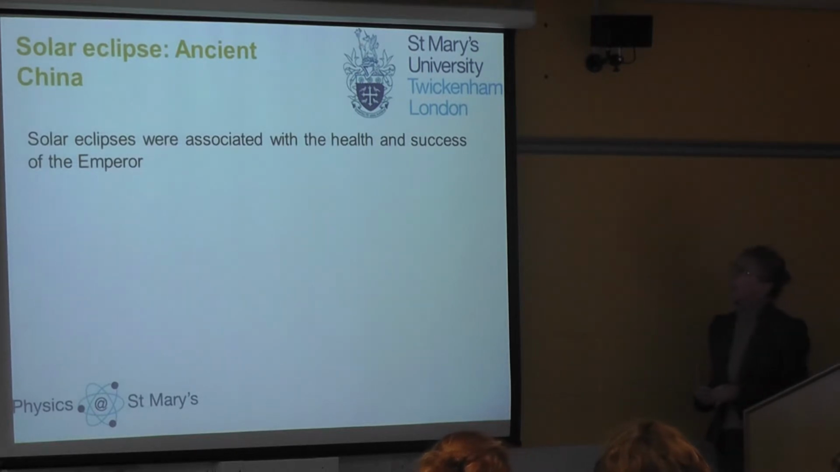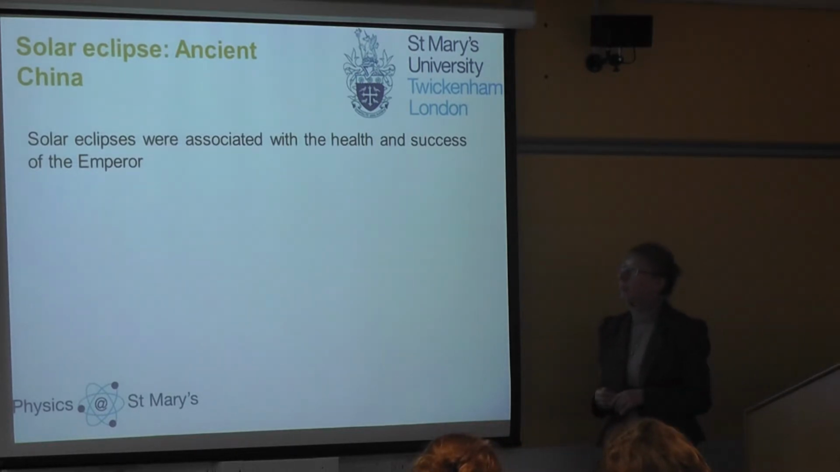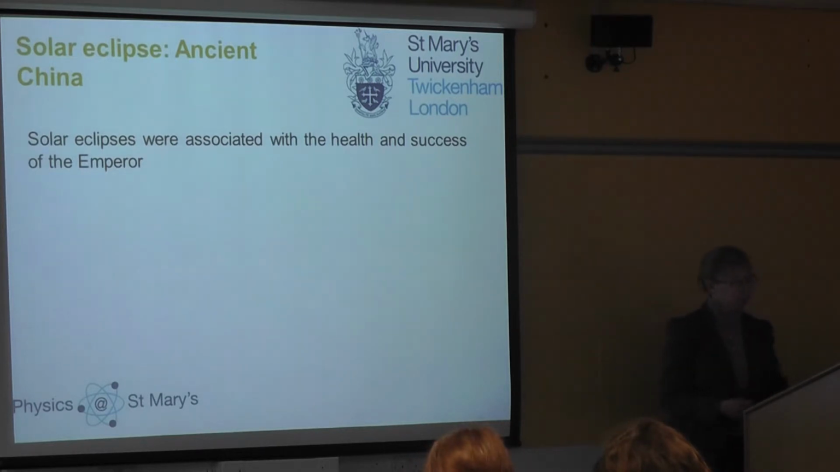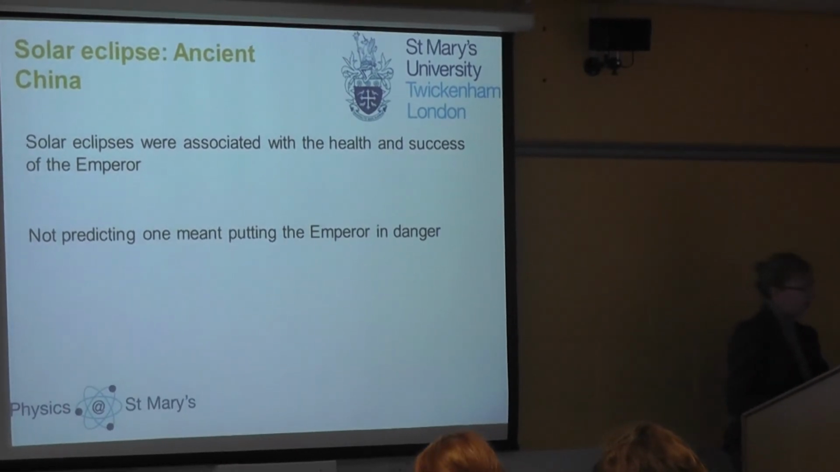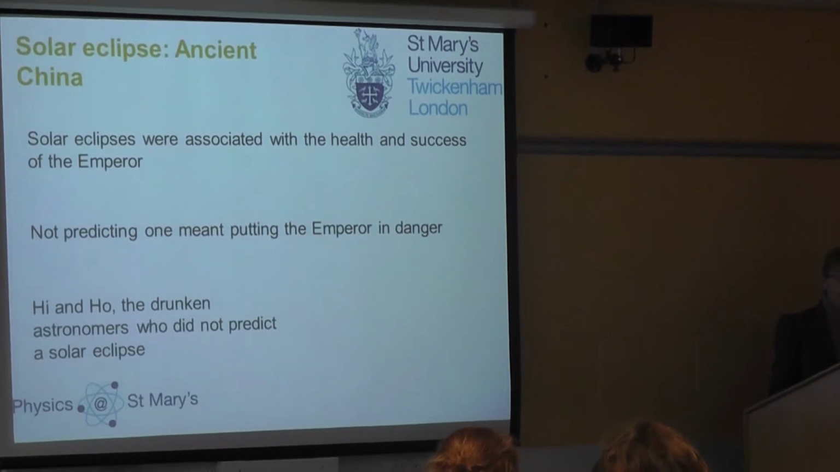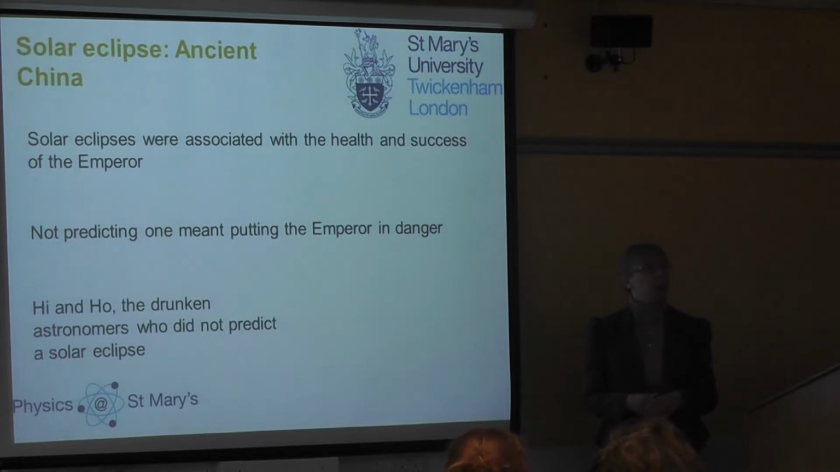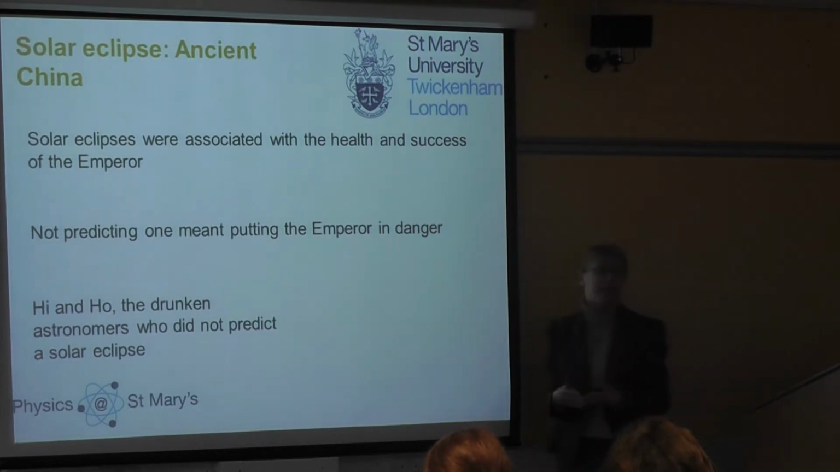So, in ancient China, the solar eclipses were associated with the health and the success of the emperor. Now, here, the fact of not predicting one meant putting the emperor in danger. So, for this reason, there is a sort of story of two astronomers, He and Ho, who couldn't predict one eclipse because they were too drunk to do that. Because they didn't predict it, they were put to death.